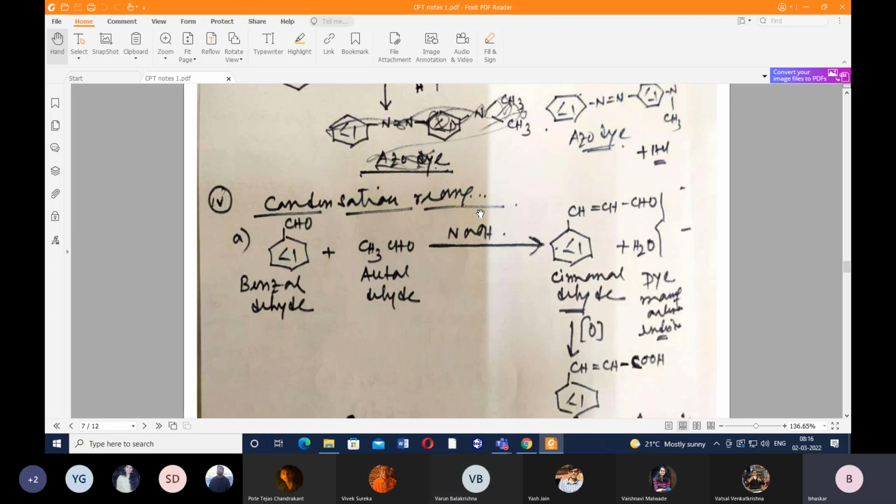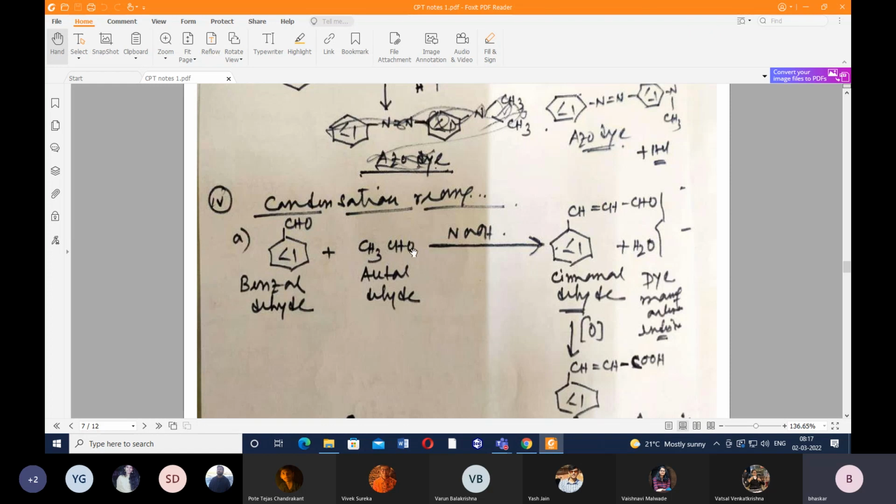So next is the condensation reaction. For a condensation reaction also, we need two different types of reacting species. What could be the typical reacting species here? One reactant is C6H5CHO. We all know what benzoic acid is: benzoic acid is C6H5COOH, and benzaldehyde means C6H5CHO. This is an aldehyde compound. So this is the chemical formula of benzaldehyde, C6H5CHO.